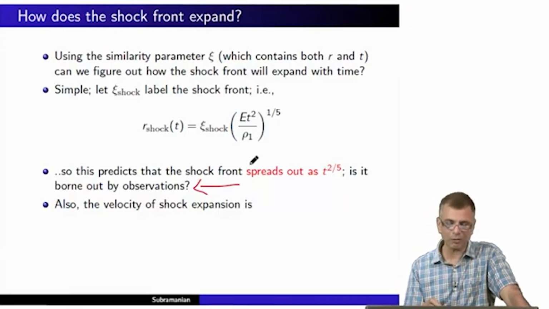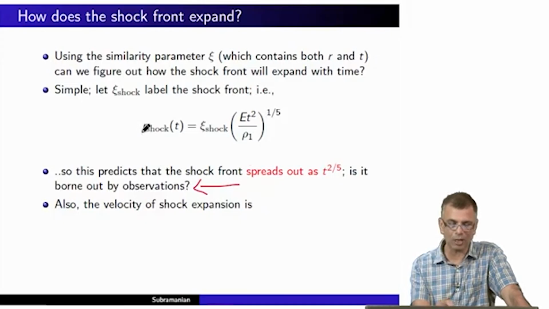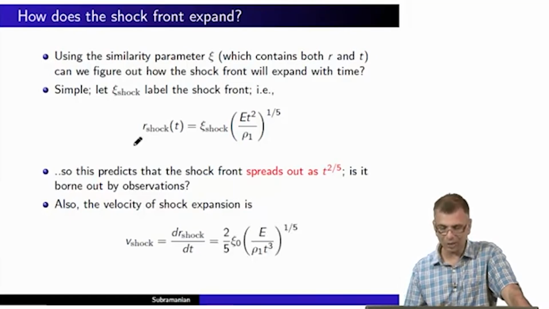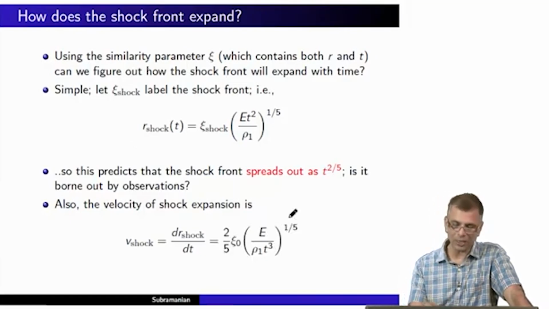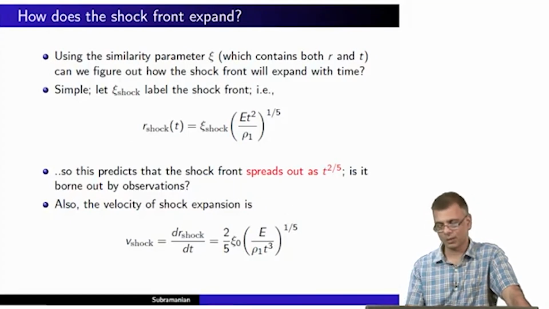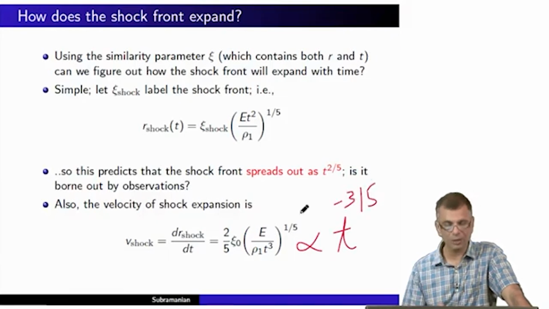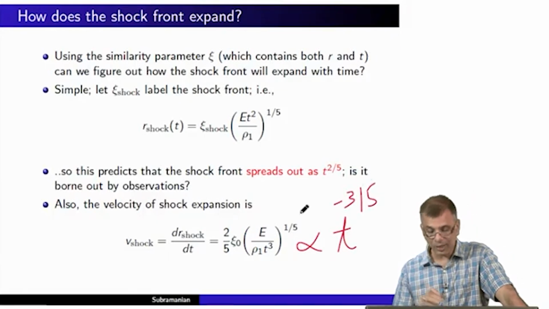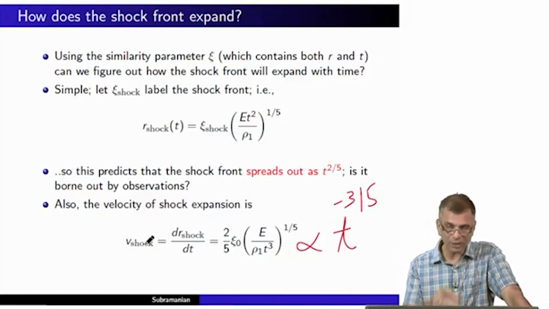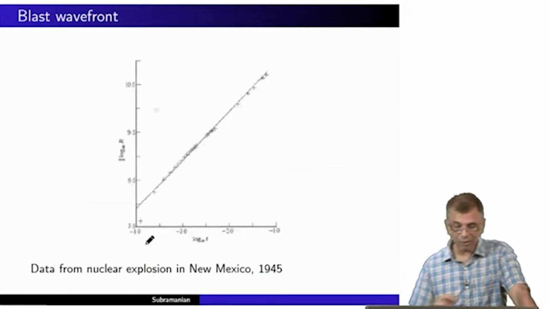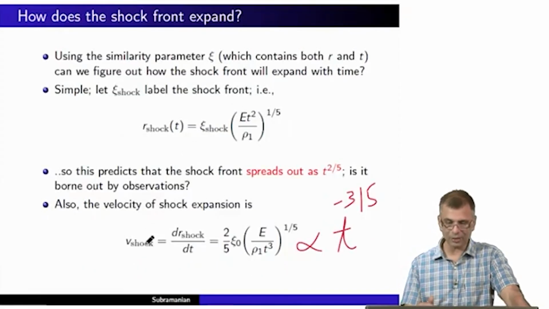And also the velocity of shock expansion, you just differentiate r with respect to t, and so v shock, which is dr shock by dt, goes as t raised to minus 3/5, proportional to t raised to minus 3/5. What is this saying? As time progresses, the velocity decreases in this manner.